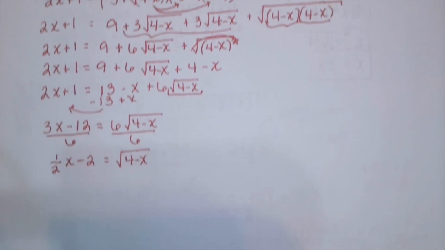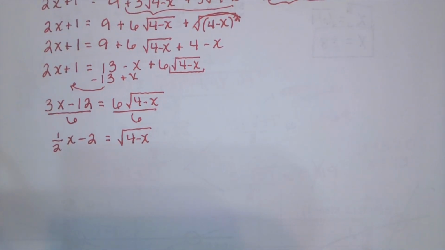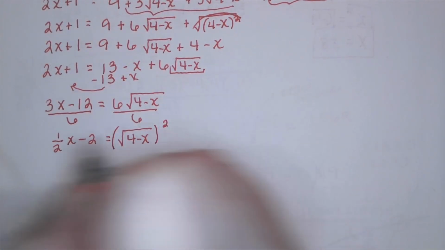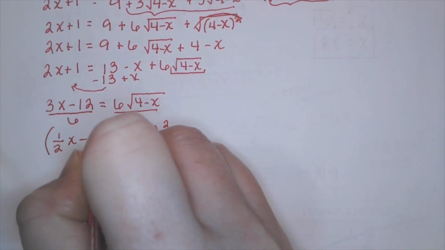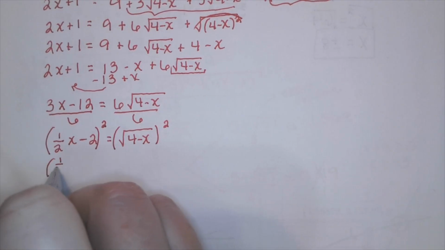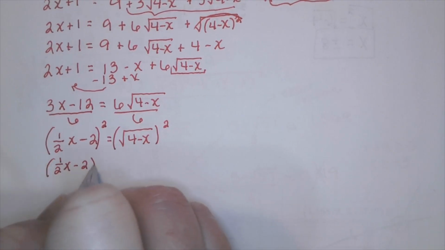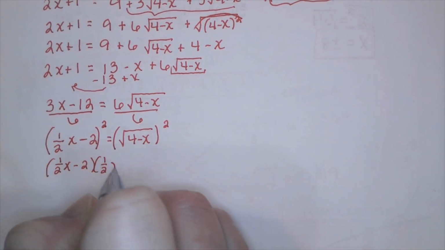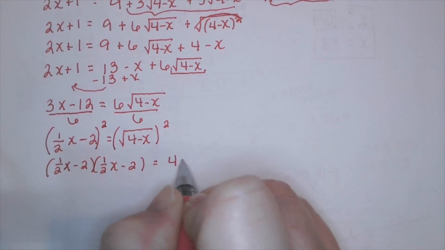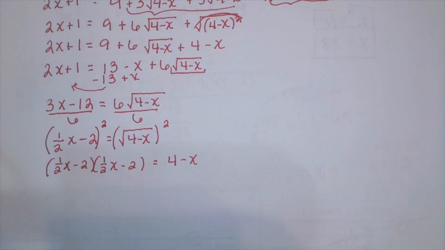And now that we have the square root of 4 minus x isolated, we will want to square again to get rid of that last square root. So yes, I will have to expand again. I know that half x minus 2 squared is the same thing as saying half x minus 2 times itself equal to 4 minus x.